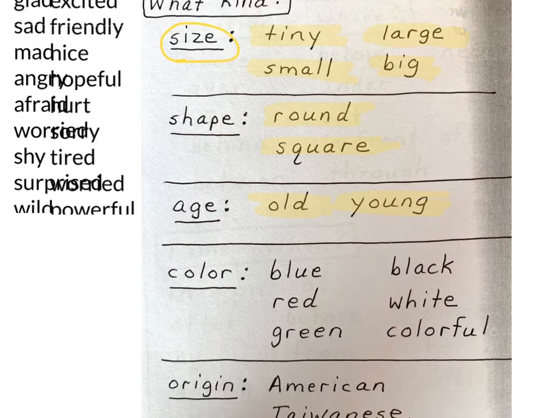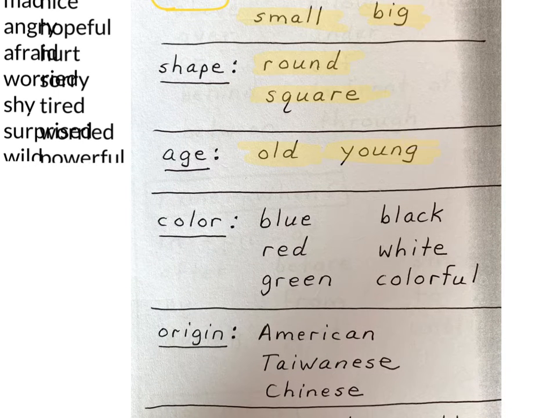We can also look at the color of something. We can say the sky is blue. The fire engine is red. The grass is green. The ant is black. The cloud is white. The rainbow is colorful.